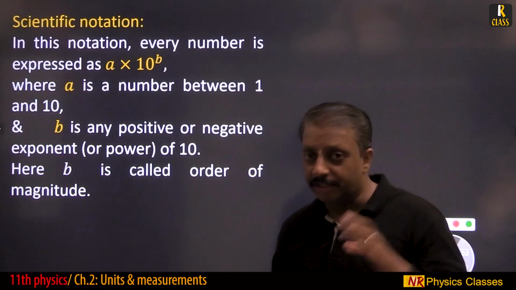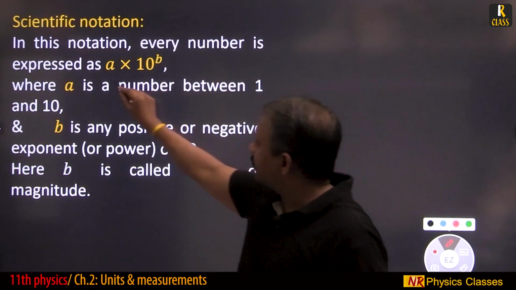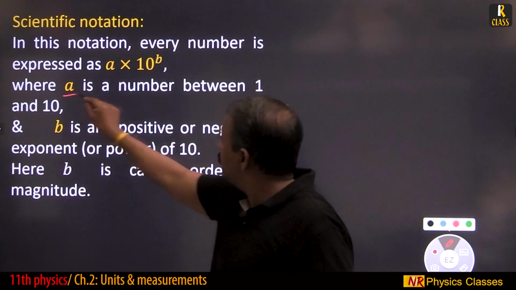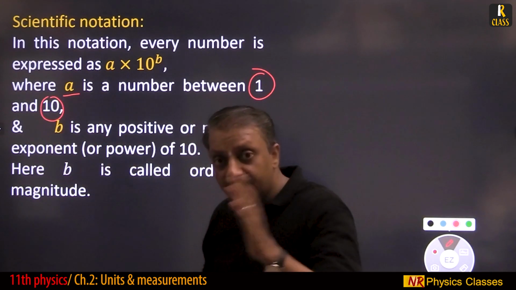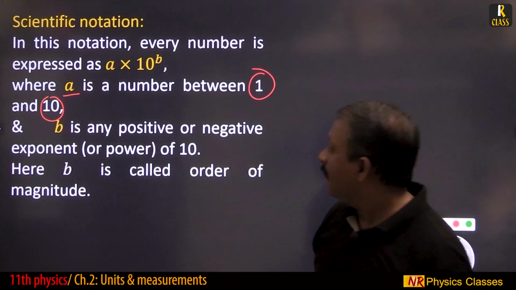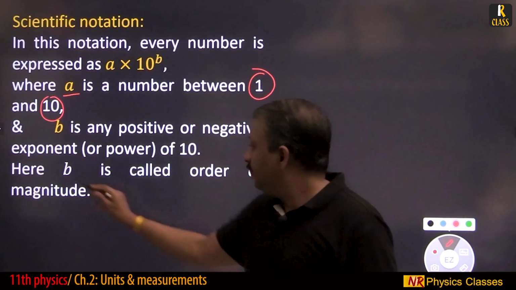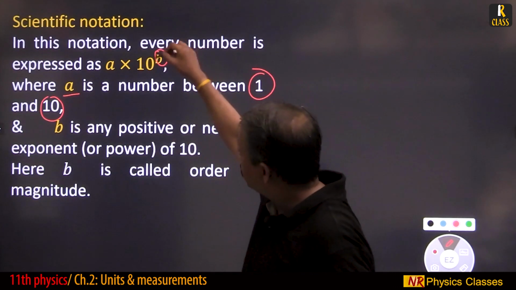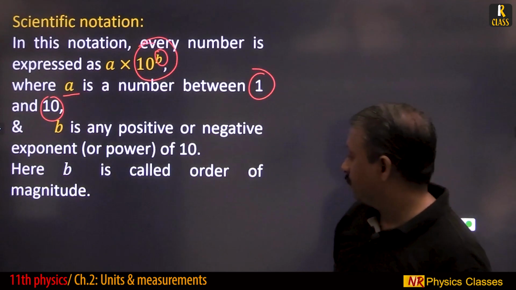Now scientific notation. In this notation, every number is expressed as a times 10 to the power b, where a is a number between 1 and 10, and b is any positive or negative exponent or power of 10. Here b is called the order of magnitude. This is called the order of magnitude. This is of the order of, right?